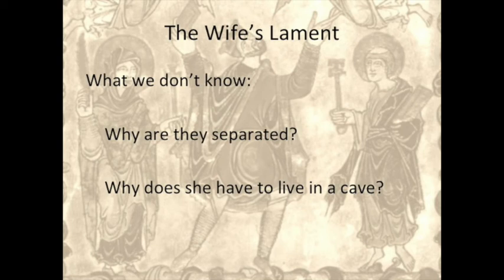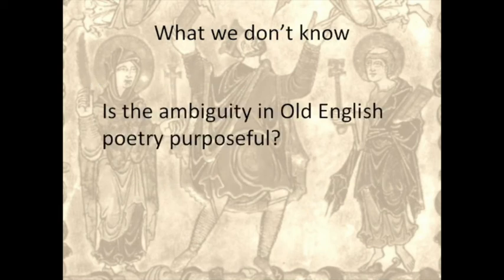In other words, it may not just be that we don't know enough about the language or the context, and that if we did, we'd be able to figure them out clearly. It may, in fact, be somewhat purposeful. In fact, I would suggest that these poems may have been written in a way to foster that ambiguity. Early English authors loved ambiguity, and that's a word we should maybe think about a little bit.